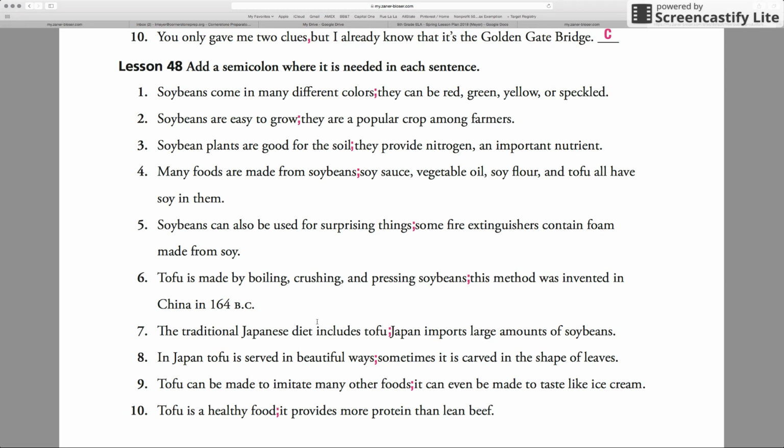The second is actually telling you the specific colors that they can come in. Number 2, the semicolon is going in between grow and they. Number 3, the semicolon goes in between soil and they.